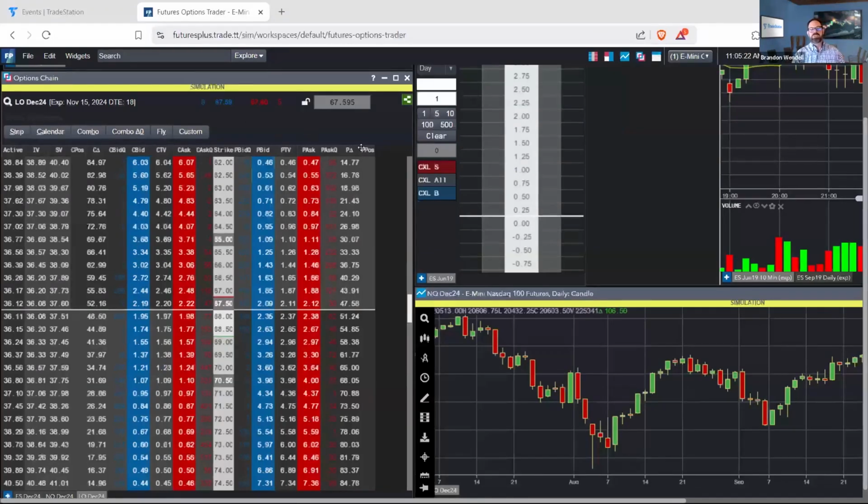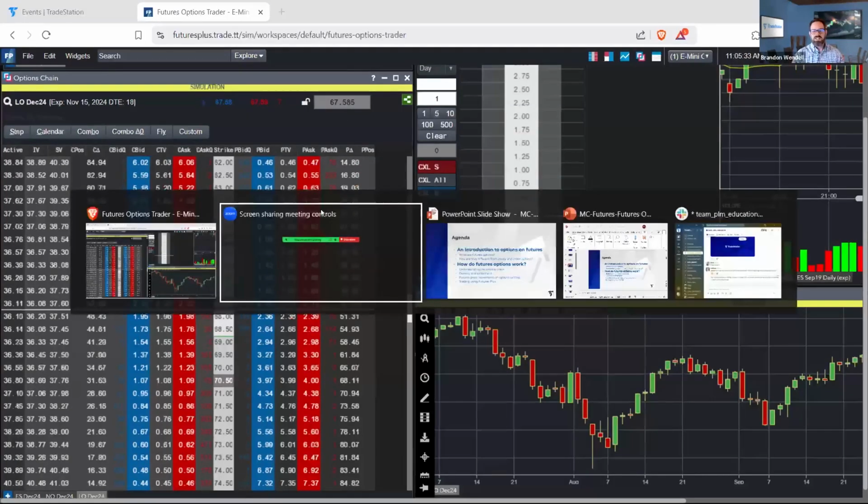If you want to trade options on futures using TradeStation, you must use TradeStation Futures Plus. So you can go ahead and open that account. There are some requirements for that. I think I have some information on that a little bit later.